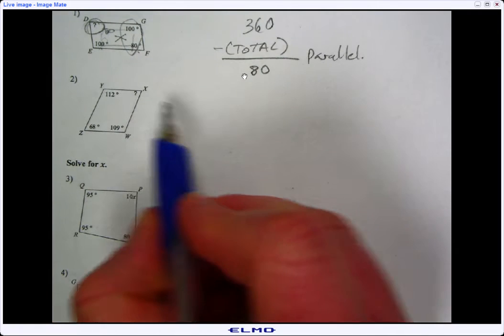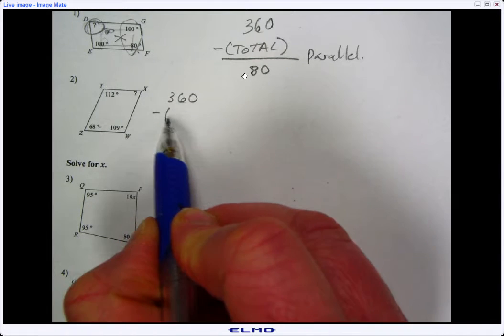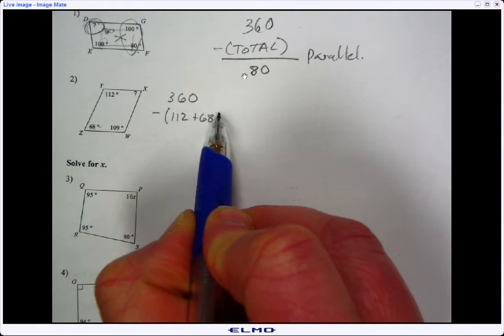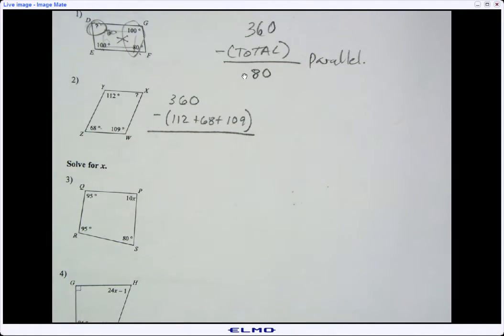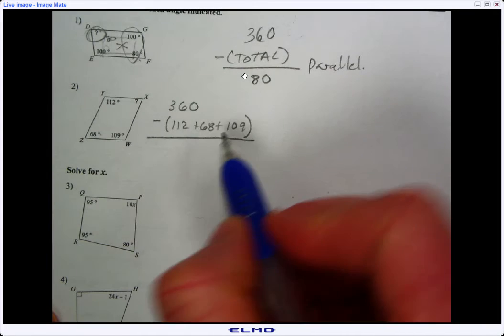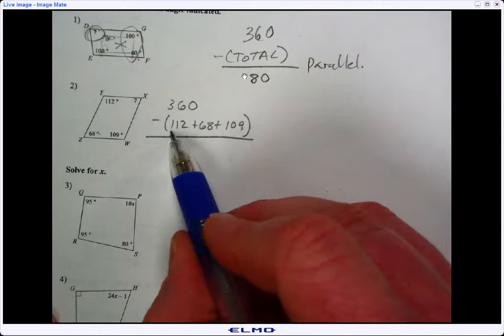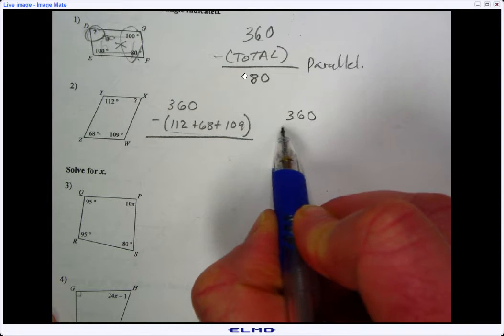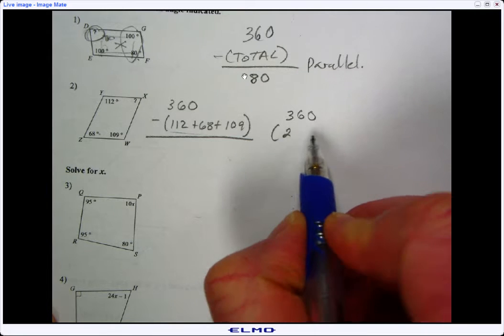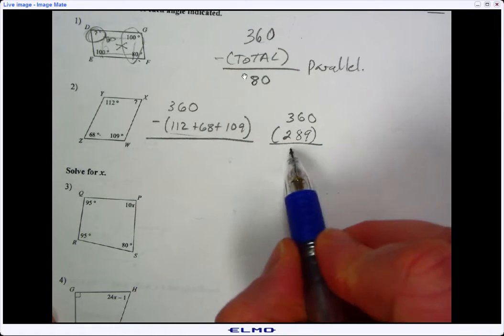Okay, so the same strategy here. 360, take away the 112 and the 68 and the 109, because I have to have 4 angles adding up. And so when you subtract that total, this is 180, 290, or 287, 289. So 360 minus 289 leaves you with 71.